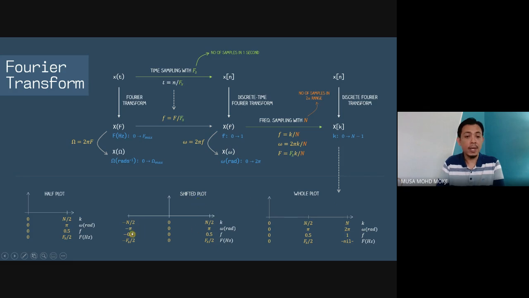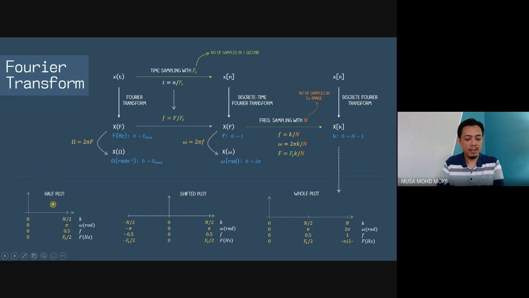Shifted, we start from negative. So for small omega, if this is 0 up to 2 pi, we start with negative pi up to pi. The same thing. So this is one part of our plot, and this is just the conjugate. This is where many software functions plot only this one. So we call it the half plot. We don't need to plot everything, because to analyze, we just need the complete information, which you can have on the half plot.